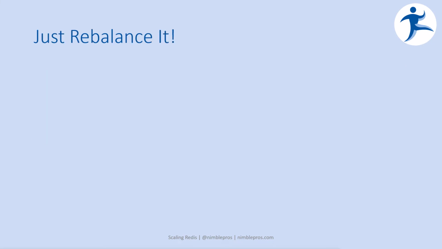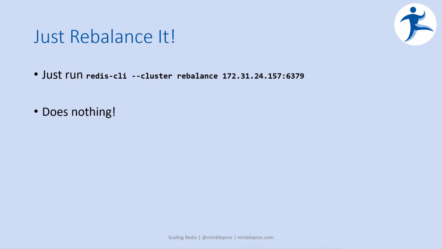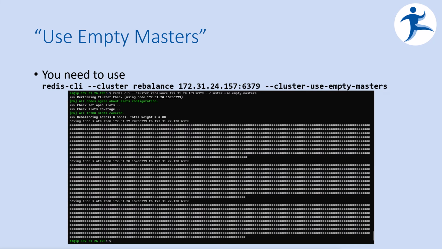What's going on here? Well, it turns out that there is a CLI command that is just for this purpose, and you just need to run redis-cli --cluster rebalance and target one of the nodes in the cluster. Unfortunately, after you run this command, it actually doesn't do anything, and it will just come back and tell you, hey, cluster's already balanced. It turns out that you have to know an extra flag in order to make it do the right thing, and that is called use-empty-masters.